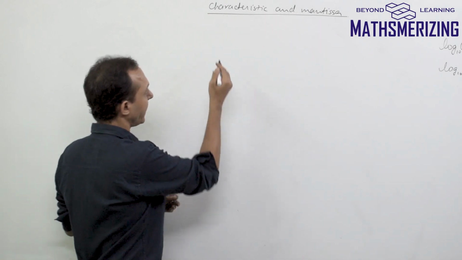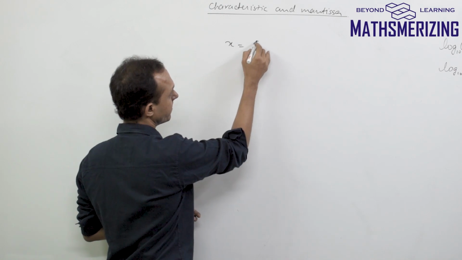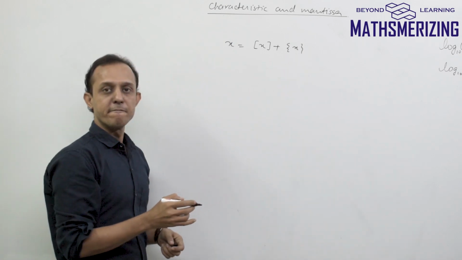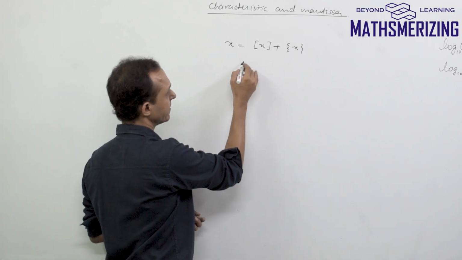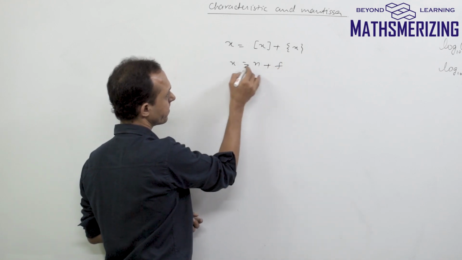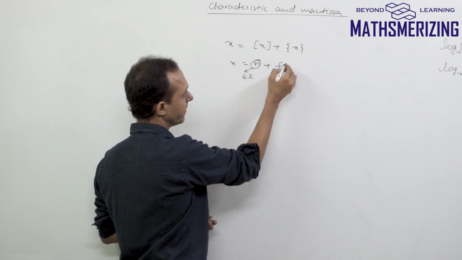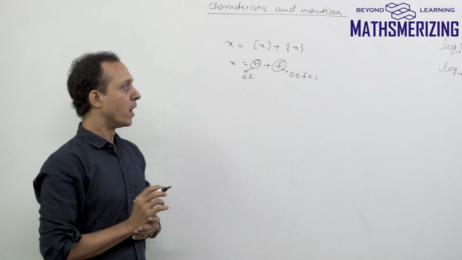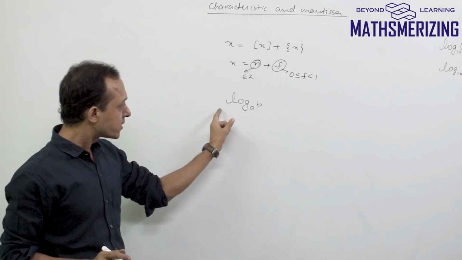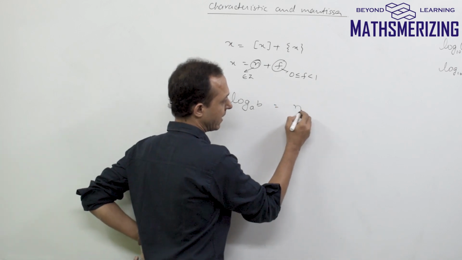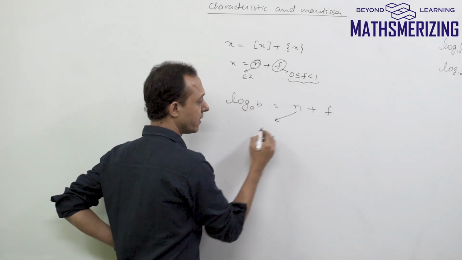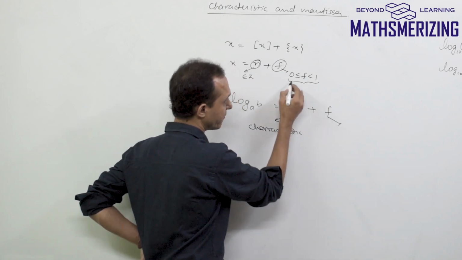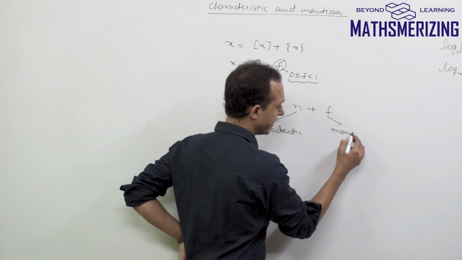Now we'll discuss problems based on characteristic and Mantissa. Now what we know is any number x can be expressed as a sum of its integral part plus sum of its fractional part. So I can write any number x as n plus f, where this n belongs to integer, and this f is a positive number which lies between 0 and 1. Any log is just another number. So I can express log b base a as n plus f. This integral part is called as characteristic, and this fraction part, which should lie between 0 and 1, is called as its Mantissa.